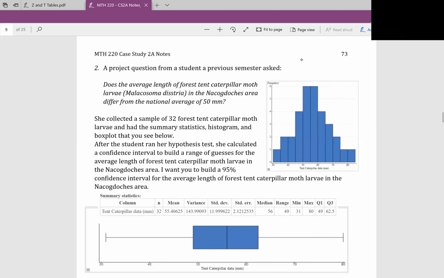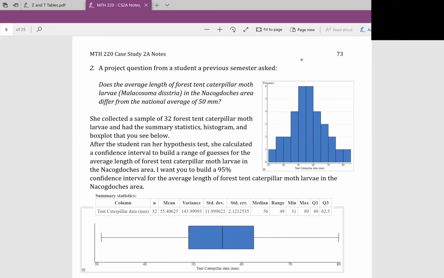All right, so this is a project question from a student from a previous semester. All this data that you see and these pictures are examples of how you would see output from StatCrunch, okay? So hopefully when you were doing your descriptive statistics homework, you got a little practice using StatCrunch. It can be very helpful. It can give us a lot of information very quickly.